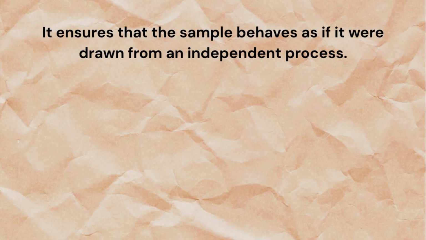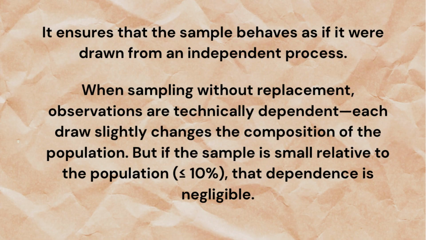The 10% condition ensures that the sample behaves as if it were drawn from an independent process. When sampling without replacement, observations are technically dependent. Each draw slightly changes the composition of the population. But if the sample is small relative to the population, less than 10%, then dependence is negligible and we can assume independence.